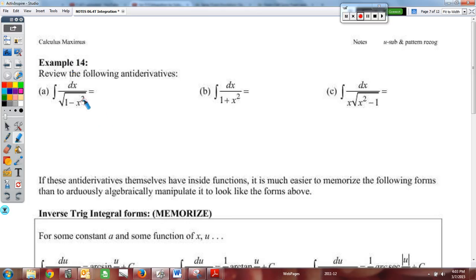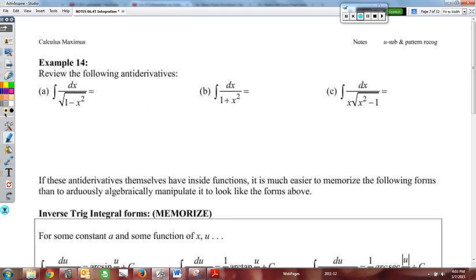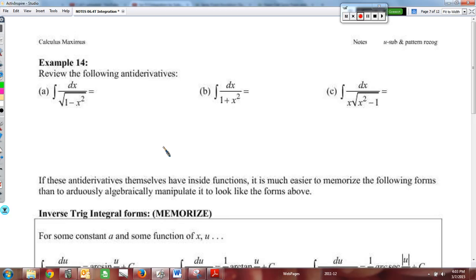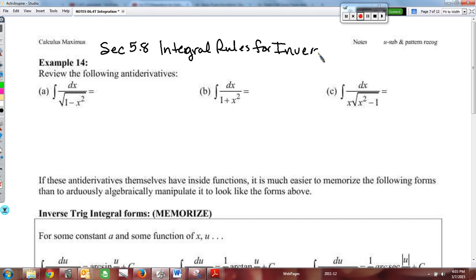All right, we'll stop here because now this section, starting on example 14, we are now going to start looking at, hopefully you'll recognize that those are derivatives of known inverse trig. So this is actually going to be the start of section 5.8, which is integral rules for inverse trig. And I'm going to stop the video here and pick that up in a separate video.